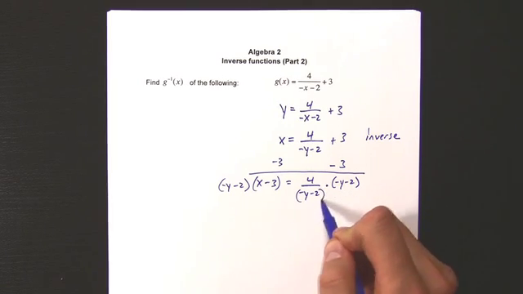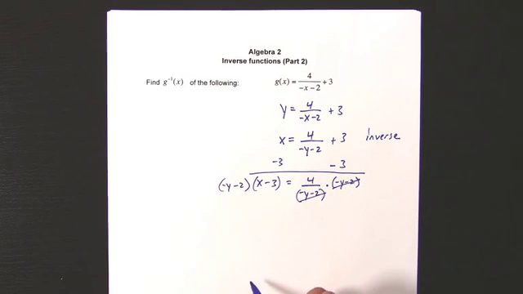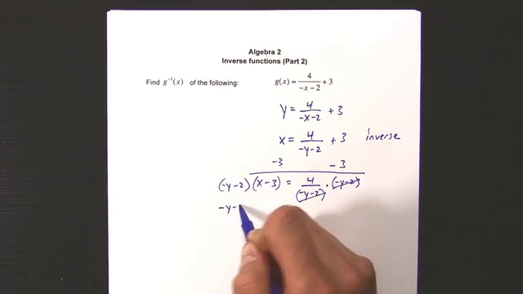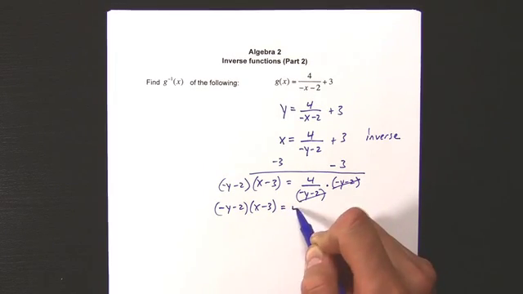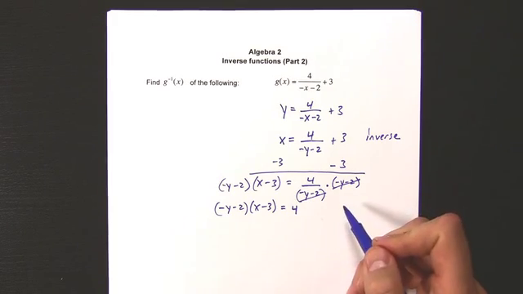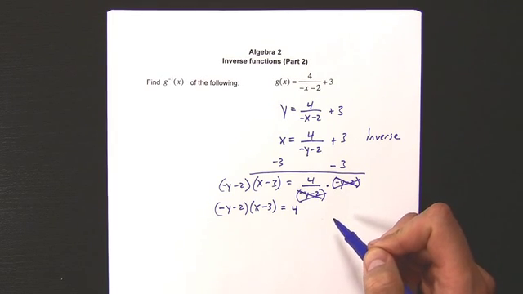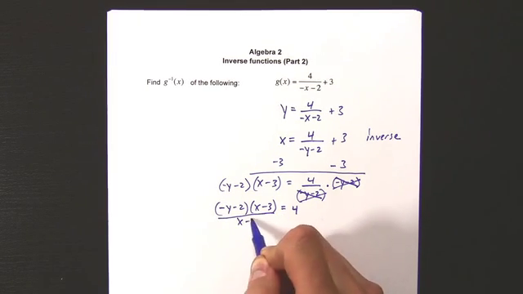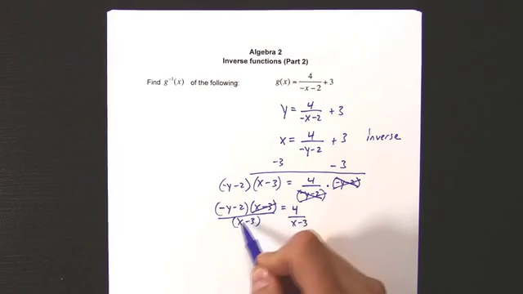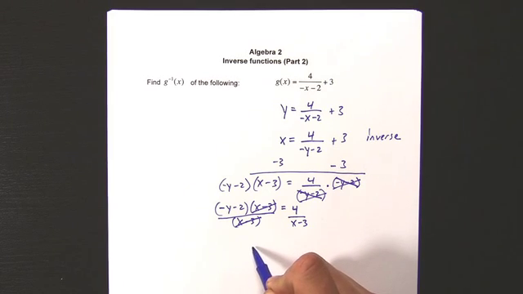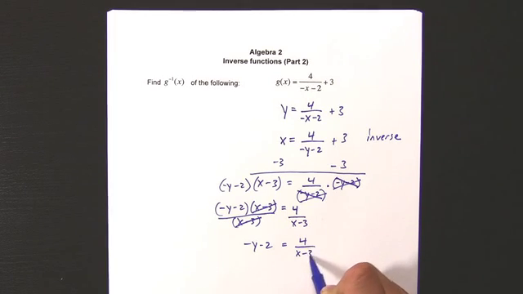That way, these two pieces will cancel, and essentially this got moved over to the other side. So I have negative y minus 2, times x minus 3, equals 4, and that's it, just 4, because these two things got canceled in the previous move. All right, now I'm going to divide both sides by x minus 3. And by doing that, this goes away. And I just have negative y minus 2 on this side and 4 over x minus 3 on this side.